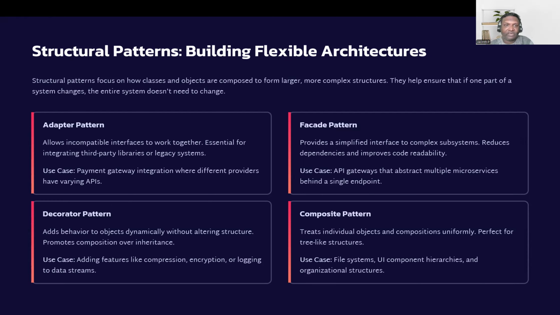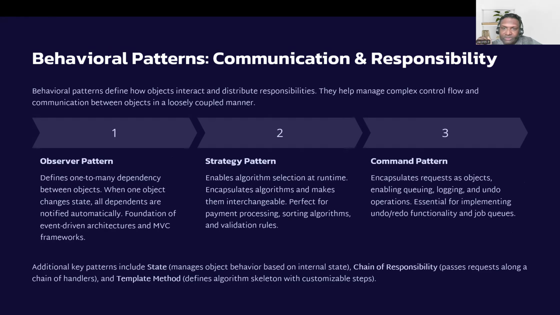Next is behavioral patterns. Behavioral patterns handle communication and responsibility. Observer, used in event driven design. When a stock price changes, all subscribed apps get notified. Strategy, choosing algorithms dynamically. For example, applying different tax rules in different countries without rewriting the core logic. Command, used in undo, redo, or task queues. Each user action is packaged as a command object. Others like state, chain of responsibility, and template method are essential when workflows grow complex.